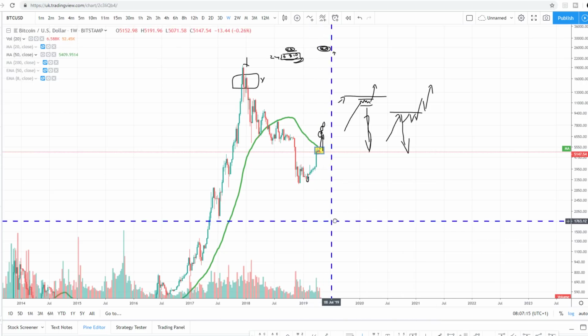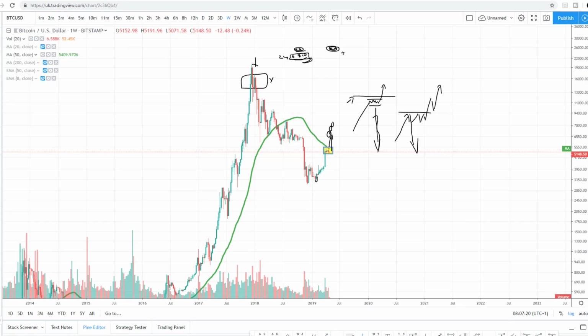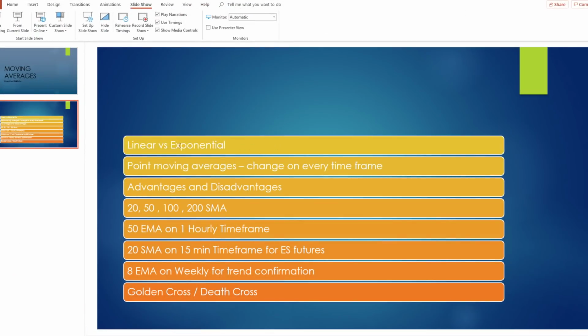Anyway, I'm going to wrap it up there because I'm just rambling on now. But hopefully you guys found that useful. These are the points that we've covered here: linear, exponential, point moving averages, the good points, the bad points, and try to experiment with everything that I've said here. 50 EMA on the 1 hourly, 20 SMA on the 15 for ES or for any day trading futures, maybe even on the SPY, and the 8 EMA for more long-term investors, and that would be useful.